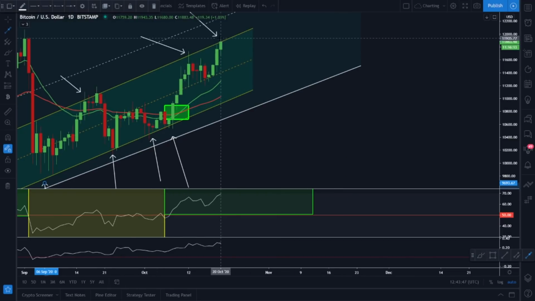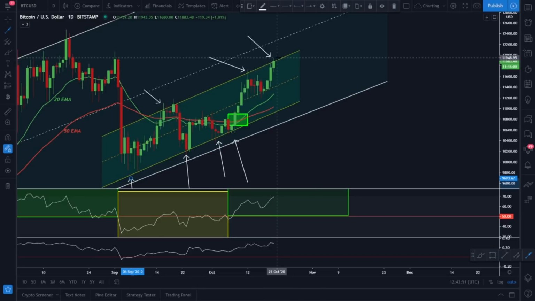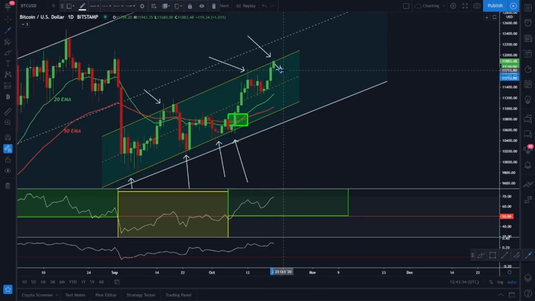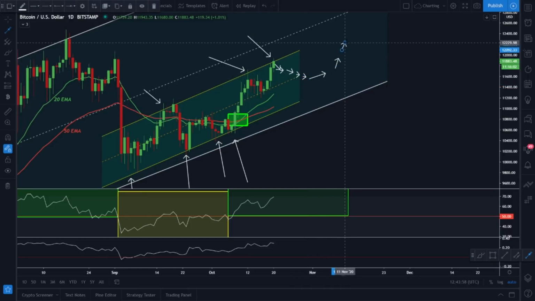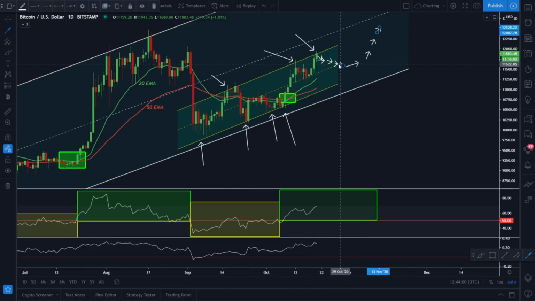And you can see already the weak rejection here on the daily time frame. So now what I'm actually expecting, as I've said, guys, is to see some sort of a pullback, and then continue our journey again in the upper direction, guys. And this is what I see right now for Bitcoin.